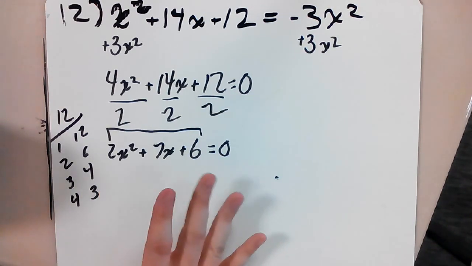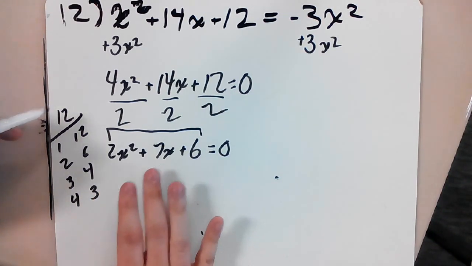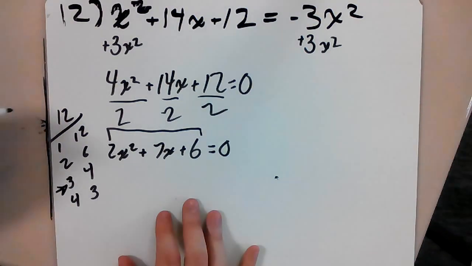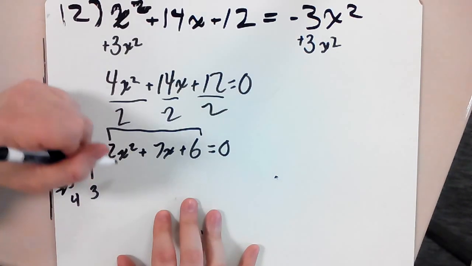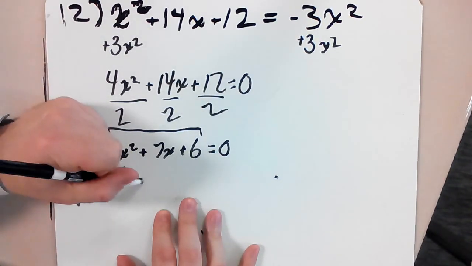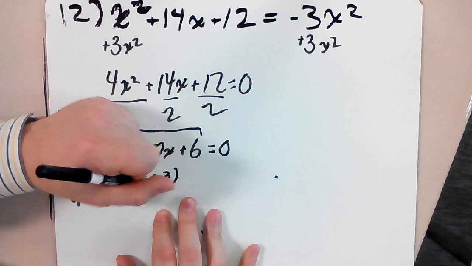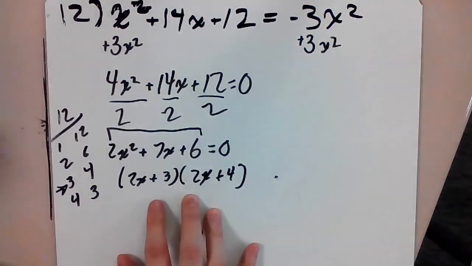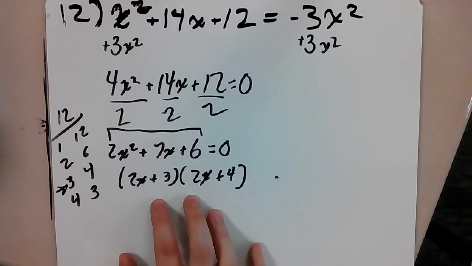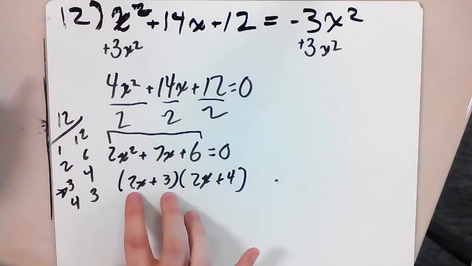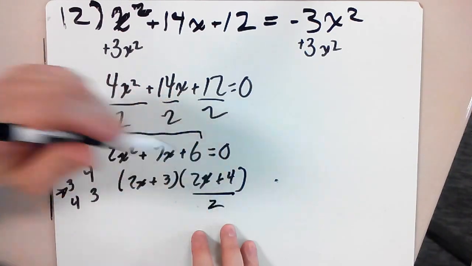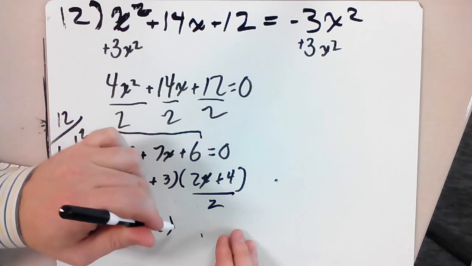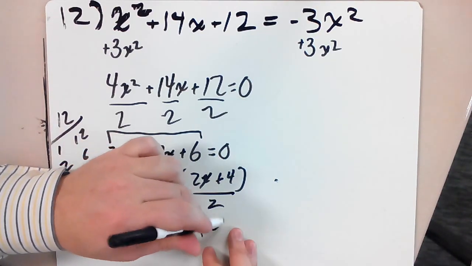Now, what multiplies to 12 but adds to 7? 1 and 12 won't do it, 2 and 6 won't do it, but 3 and 4 will. All right, so now I'm going to do that part. So I have 2x plus 3, then 2x plus 4. What I'm going to do is I can't divide 2 out of this one, but I could divide 2 out of this one. So I get 2x plus 3 and x plus 2.